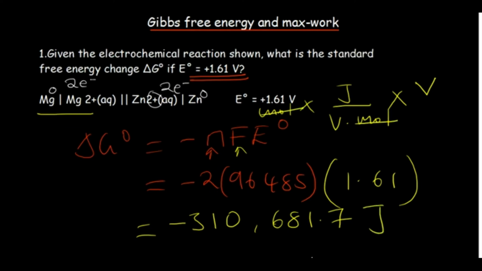Okay. So now whenever you have a bigger value like that, you would want to divide by 1,000 to just make it look neat. So if you divide by 1,000, the answer that you're going to have is negative 310 or 31 kilojoules. So that is your answer.